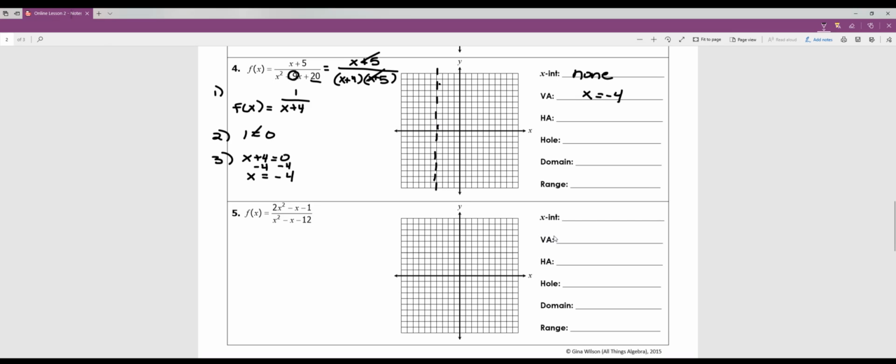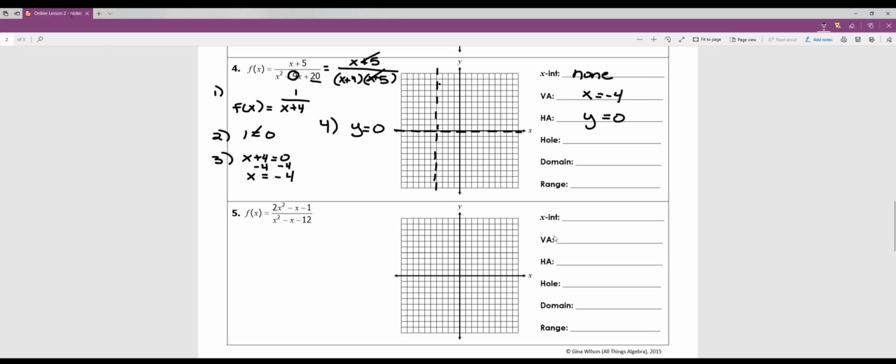Step 4, horizontal asymptote. Remember, that's by our biggest exponent in the top and the bottom. Well, I don't have an exponent in the top, and I have an exponent of 1 in the bottom, which means my exponent in the bottom is bigger than what's in the top. And when that's the case, when the degree of p is smaller than the degree of q, that means it's at y equals 0. That's my horizontal asymptote. So I'm going to go ahead and draw that one in on the graph too.